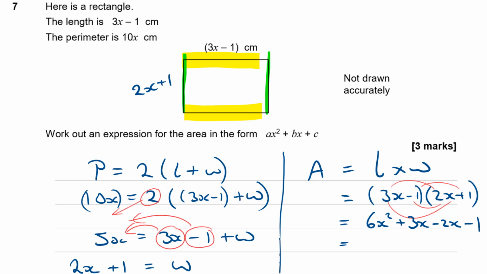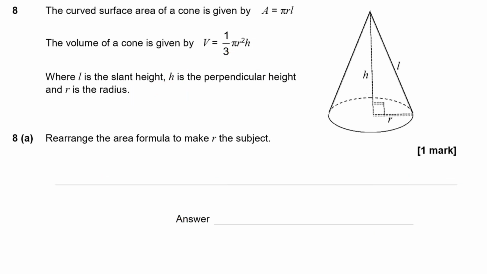Okay, almost done. Just need to collect those middle two terms together, my 3x and my minus 2x. And then we're done. So 6x squared, 3x minus 2x is x, so it's plus x minus 1. So I've got my expression in the form ax squared plus bx plus c, where a is 6, b is 1, and c is minus 1. All done.